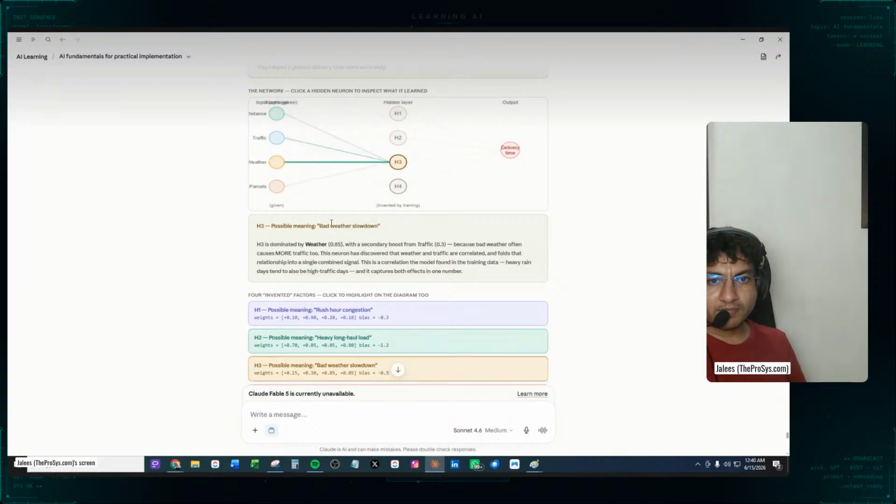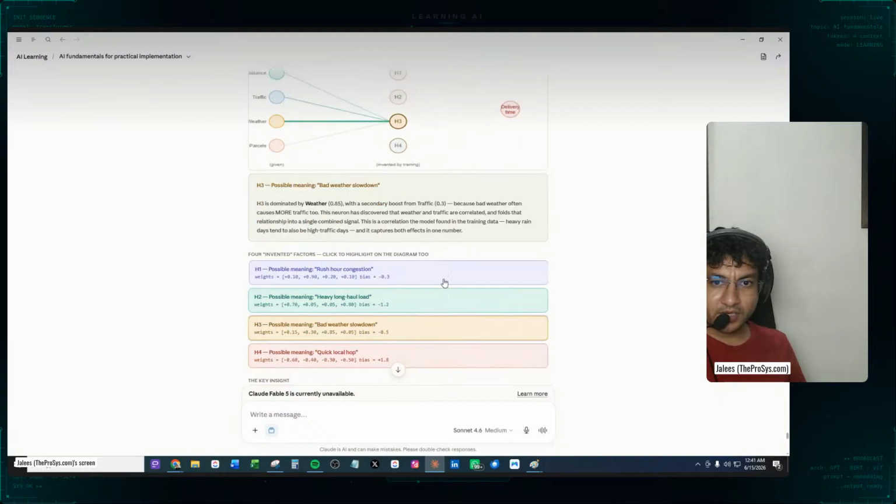Possible meaning: bad weather shutdown. Bad weather is dominant, with a secondary boost from traffic, because bad weather often causes more traffic too. This neuron has discovered that weather and traffic are correlated and folds that relationship into a single combined signal. This is a correlation the model found in the training data. Heavy rain days tend to also be high traffic days, and it captures both effects in one number.